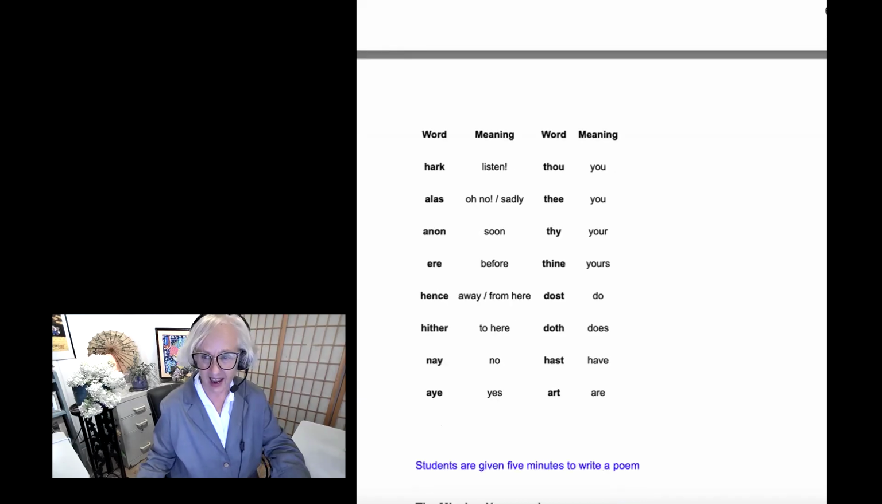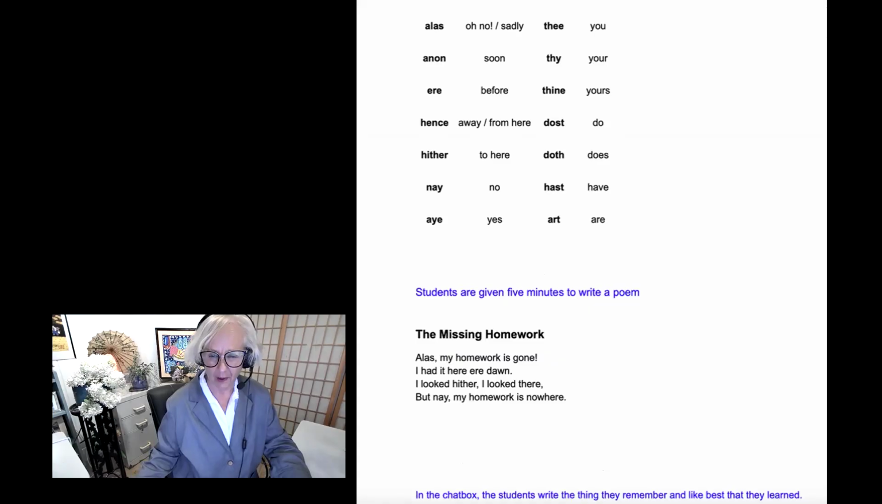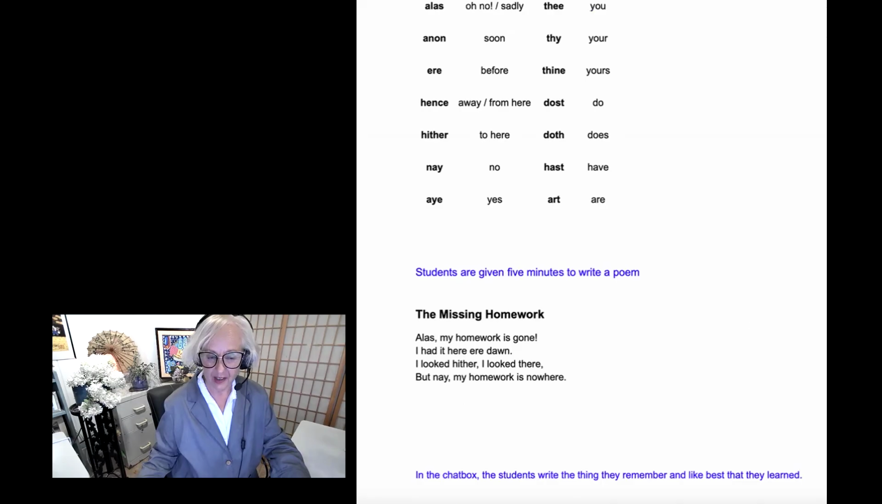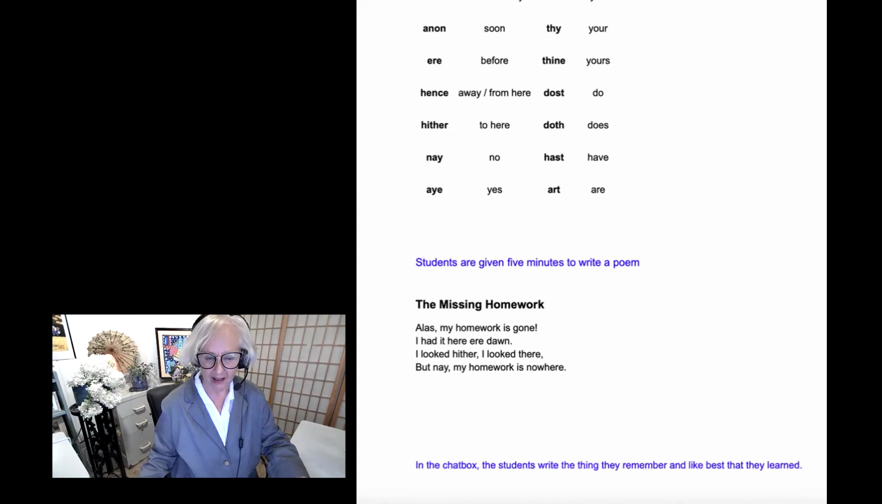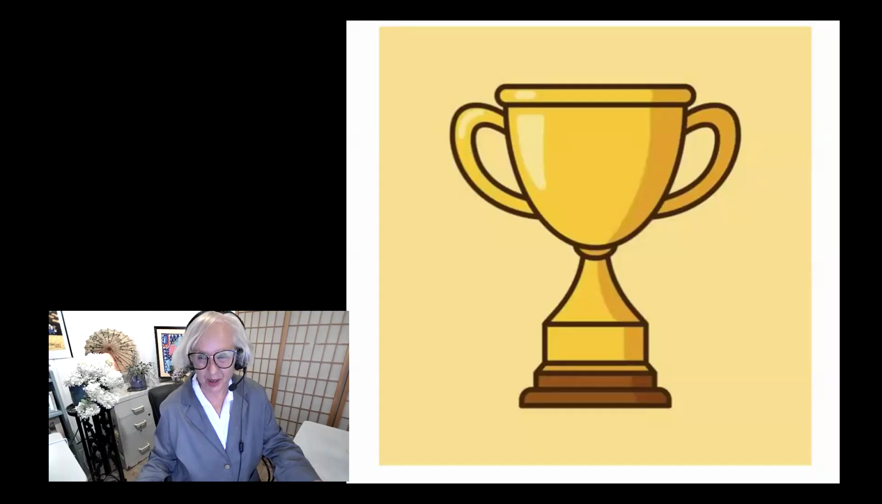And after he's done that, I ask Marie if she'd like to read the example of a poem that is written using some of these words, and she reads the missing homework. And students are given 5 minutes to write their own poem using words from the word bank. Those poems were really amazing. The students read them all. And this was a class of 12 students.